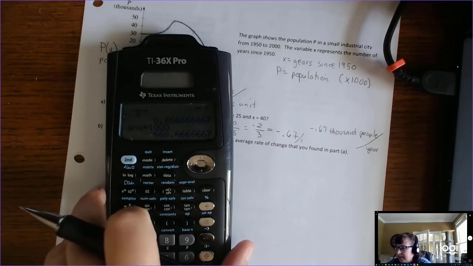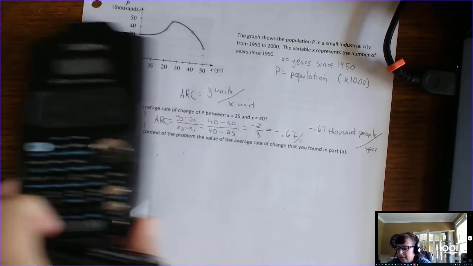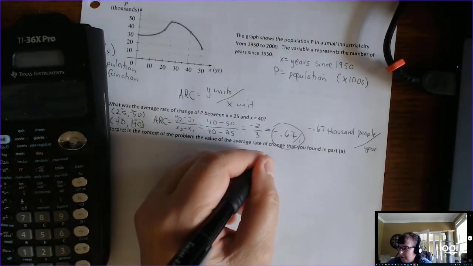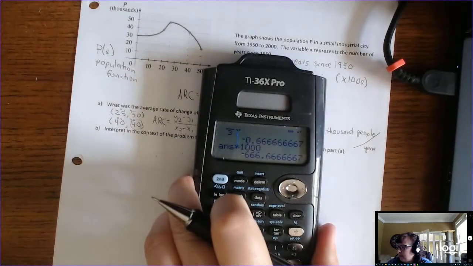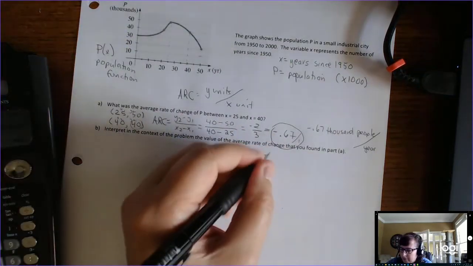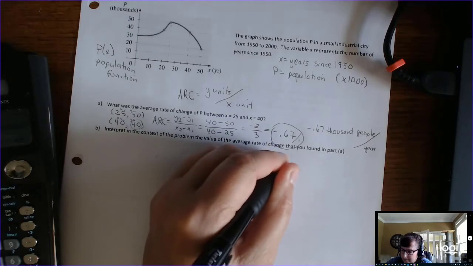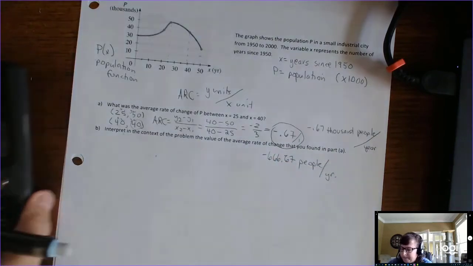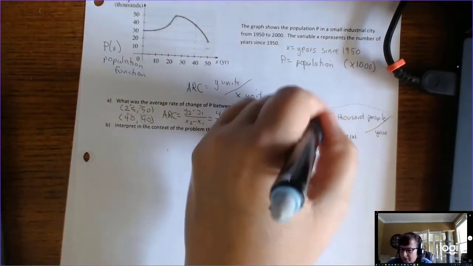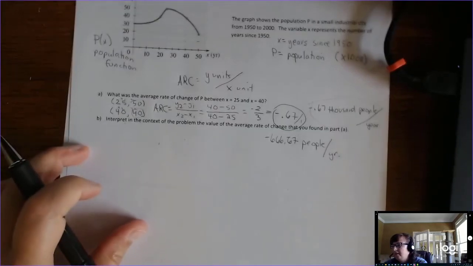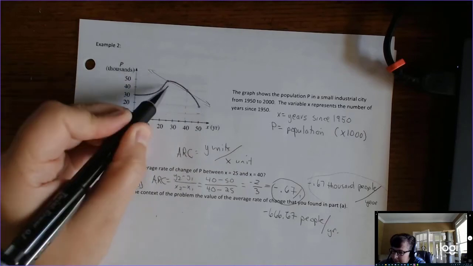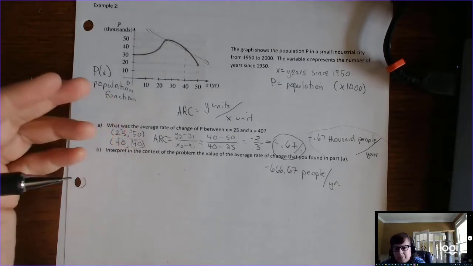Okay, so another way to answer this question when you interpret is, I like this answer here for the numerical answer, but when it's time to interpret, you could call it 666.67 people. Not 1,000 people, because we already put the 1,000 in there, people per year. Alright, so most people are more comfortable with this. Alright, now let's interpret it. Okay, so you can see that on average, the population fell. If it's a negative, we haven't had a negative yet, that means that the population is decreasing.